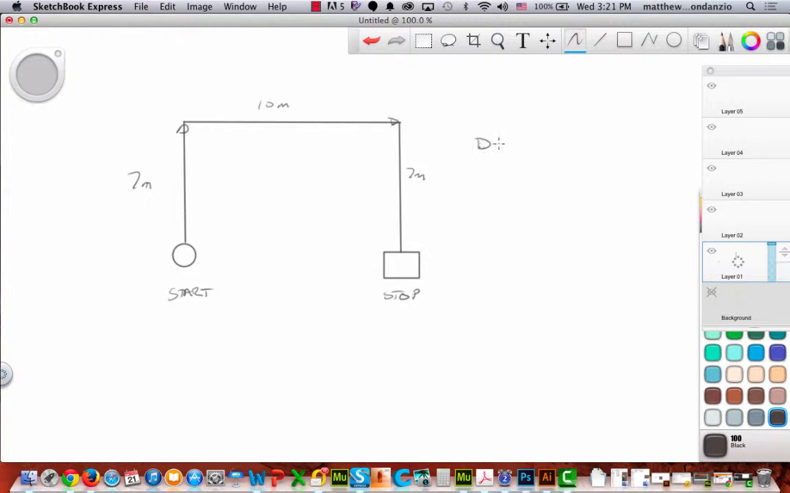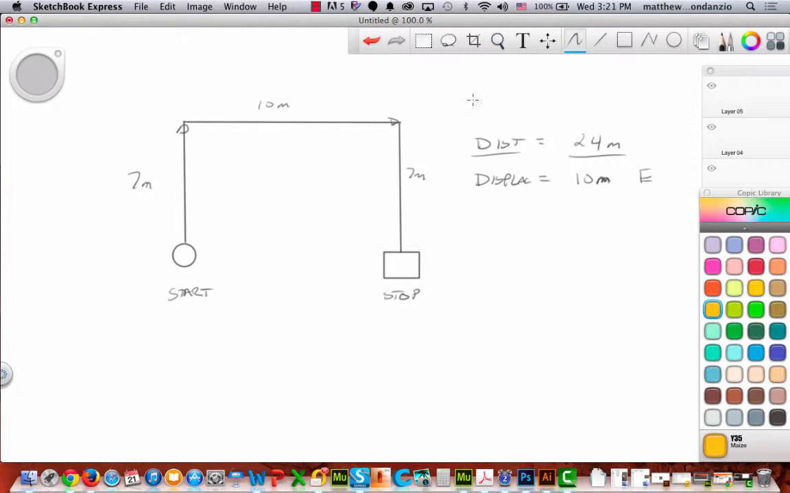What is the distance that I have traveled? 24. I have traveled 24 meters. It's a magnitude. What is my displacement? 10 meters. The displacement is 10 meters to the east.